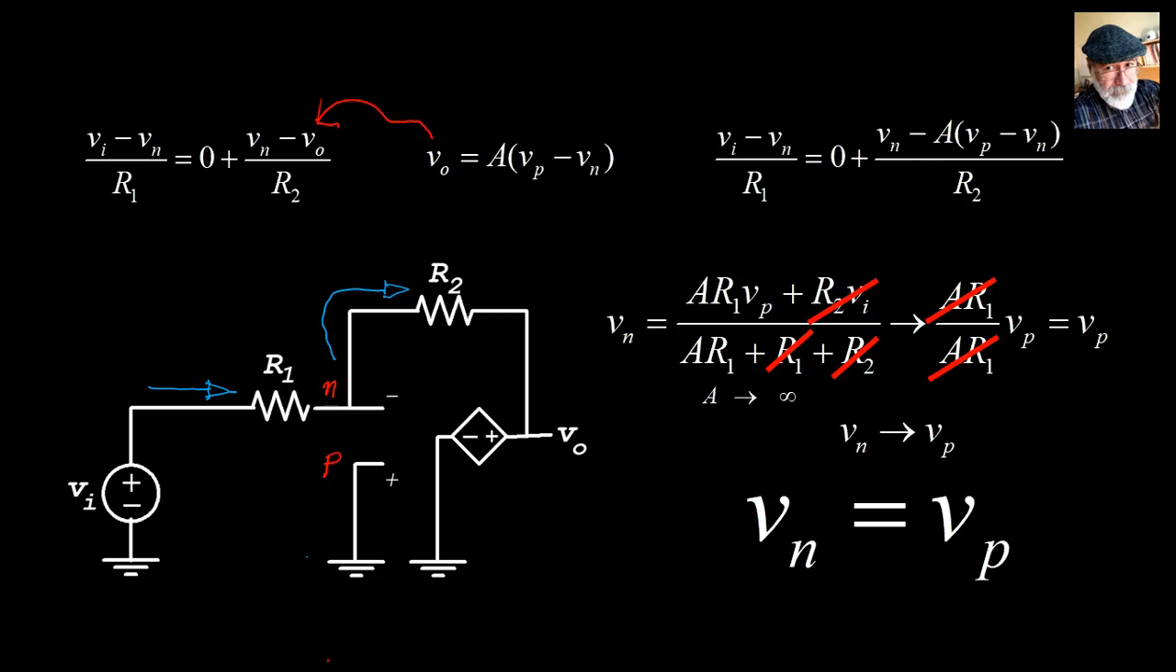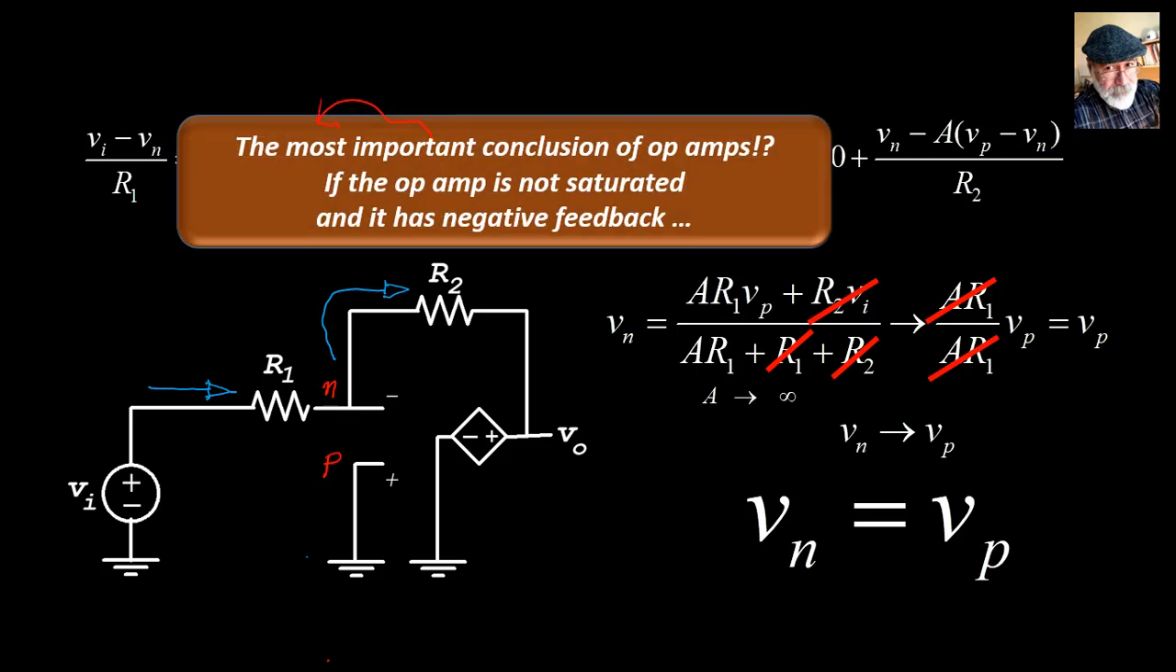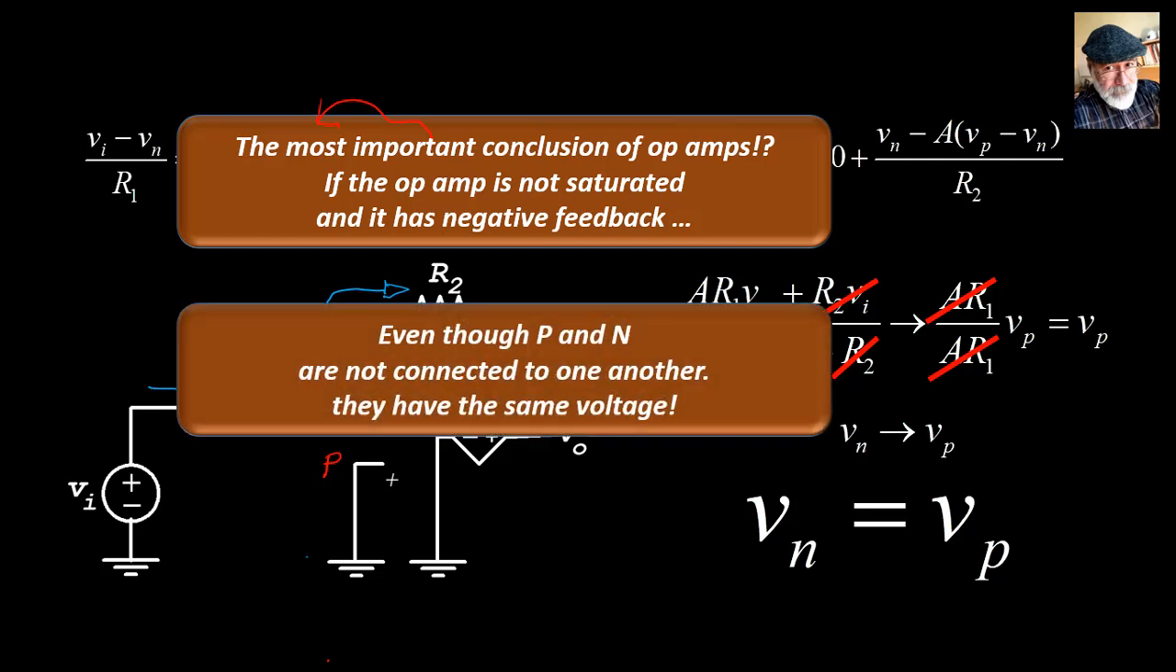That is the point. With negative feedback in this op-amp, with an infinite open loop voltage gain, Vn is equal to Vp even though they are not connected. This is the most important conclusion of op-amp so far. If the op-amp is not saturated and has negative feedback, even though P and N are not connected to one another, they have the same voltage. It's an extremely important conclusion, the one that will simplify our lives for the rest of the course.